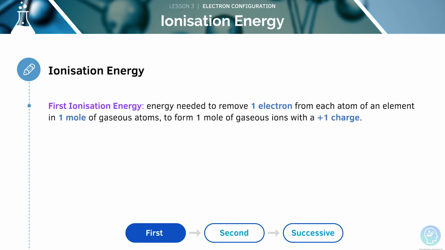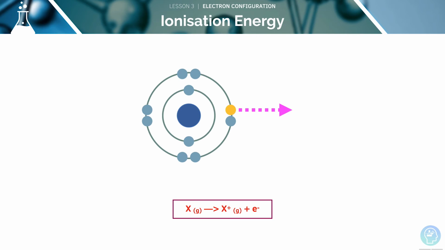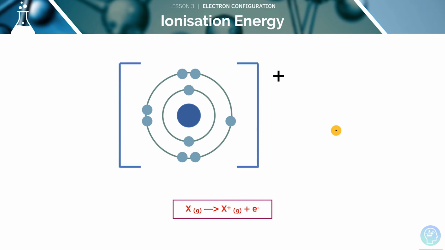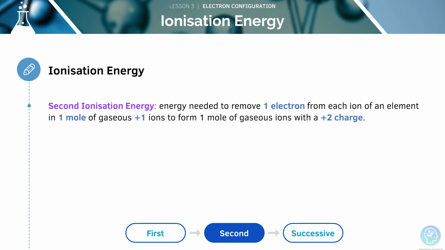The first ionisation energy is the energy needed to remove one electron from each atom of an element in 1 mole of gaseous atoms to form 1 mole of gaseous ions with a 1+ charge. This is shown here, where 1 electron has been removed from xenon gas. We'll now see this in pictorial form. Here, 1 electron is being removed. This results in a positive xenon ion.